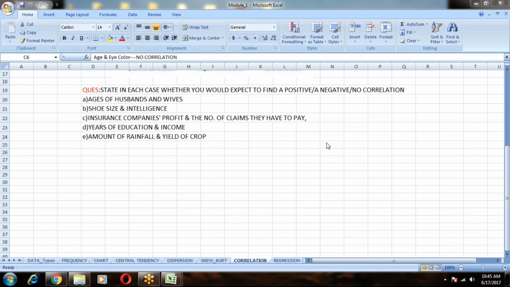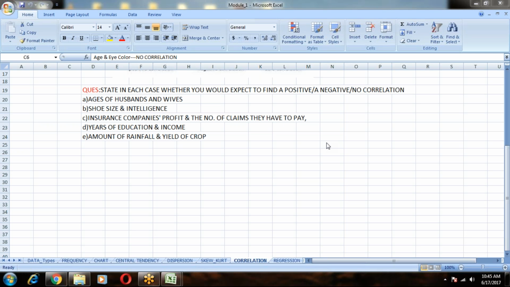Okay. Shoe size and intelligence, negative correlation? No, obviously not. Independent, yes, obviously, right? So zero correlation. One of my students just told me that there is a positive relationship. So I told him my shoe size is not so big, that means you are insulting me that I'm not intelligent. Anyway, intelligence has no relationship with shoe size.